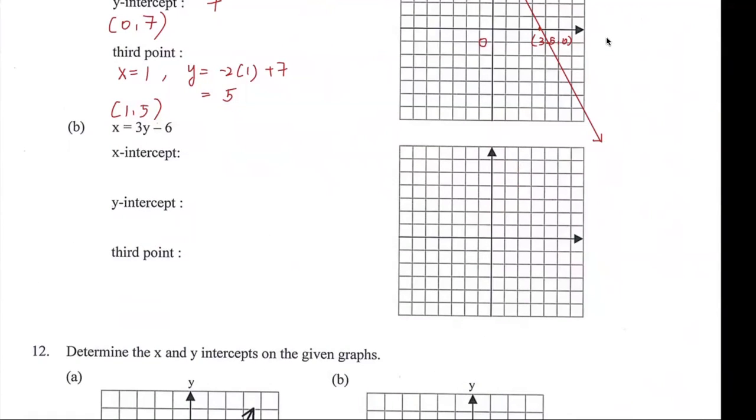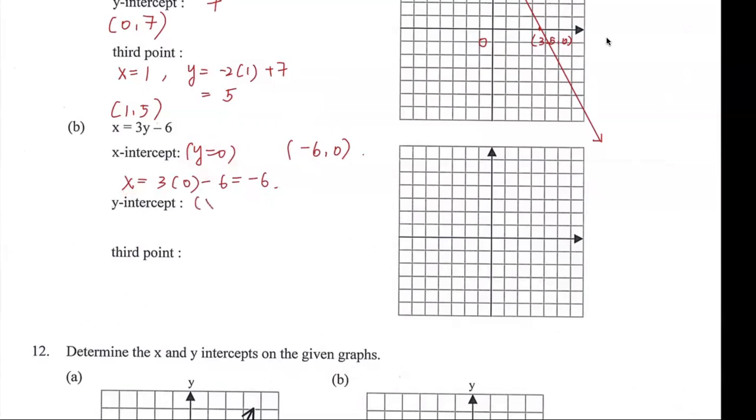The x-intercept is when y is equal to 0. Remember this, okay? X-intercept means y is equal to 0. So when y is equal to 0, x is equal to 3 times 0 minus 6, which is equal to minus 6. So here the x-intercept is the point minus 6, 0, because x is equal to minus 6 and y is equal to 0. That's the x-intercept.